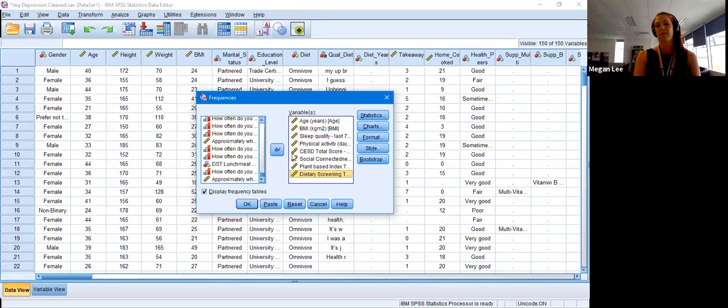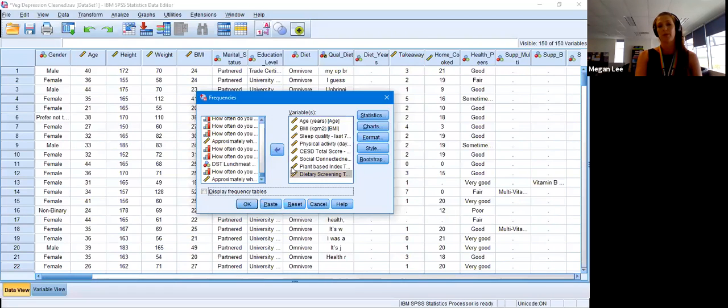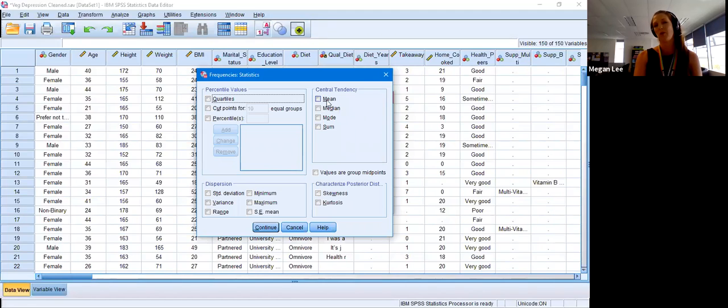Now with continuous data, we always want to click off the display frequencies table because that will give us too much information that we don't need. Then the statistics that we're looking for, we really want to look at the mean, the standard deviation, the smallest score in the data set and the largest score in the data set, so they're minimum and maximum scores, and probably skew and kurtosis not so much. Skew is important because it will tell you if your data is skewed.